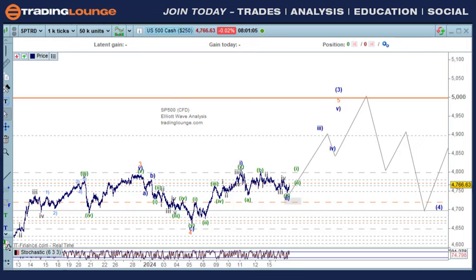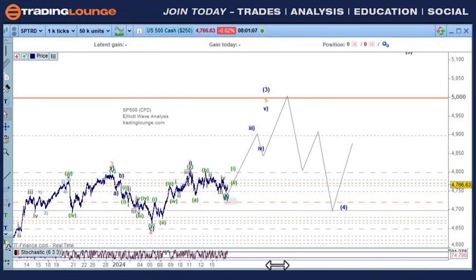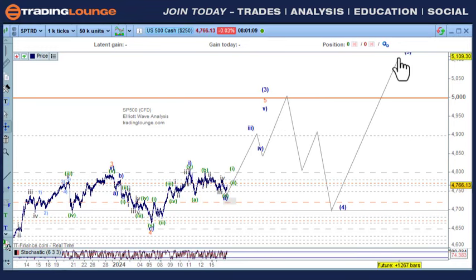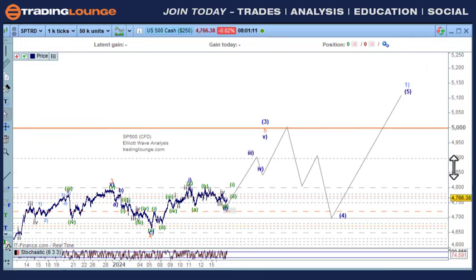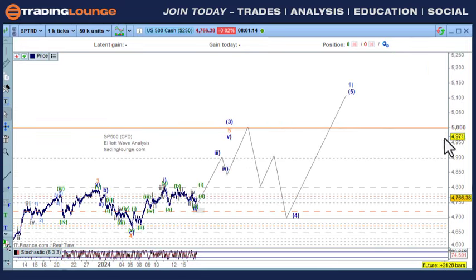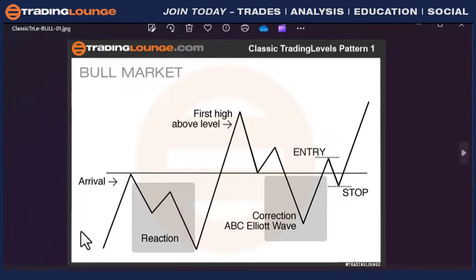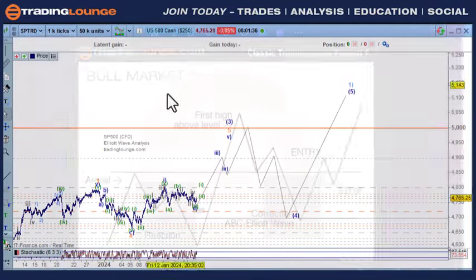So with this here, this is the S&P. Now, I will probably change this, but I also know too that at the 5,000 level here, number 5, we'll end up getting a pattern like this. We'll have the arrival, the reaction, the first high above the level, and then some type of correction across here and so on. But this is the normal process that we need to be in. So I'm thinking to myself, we've got 2.5 months really to get to this point here. That's what I'm thinking.